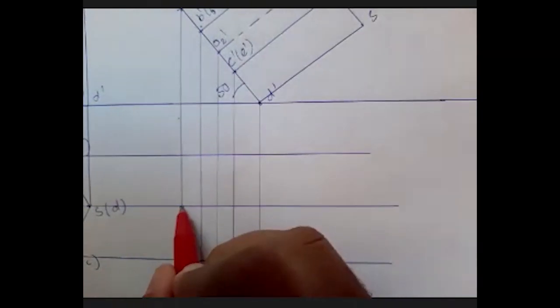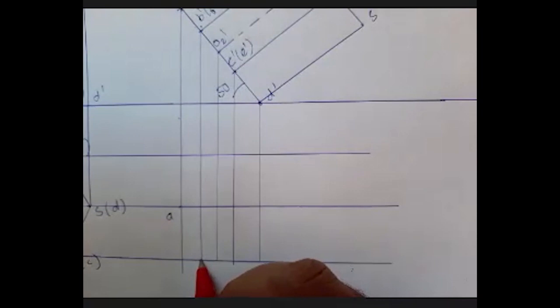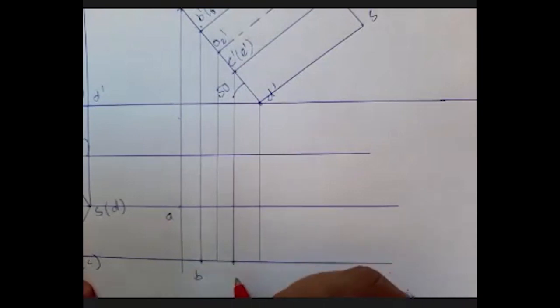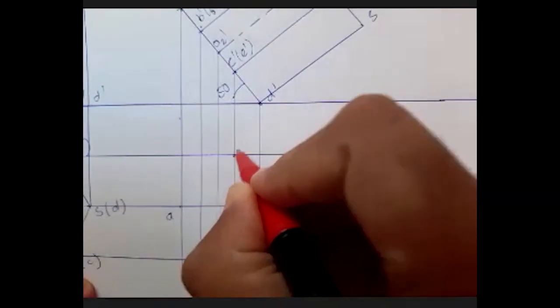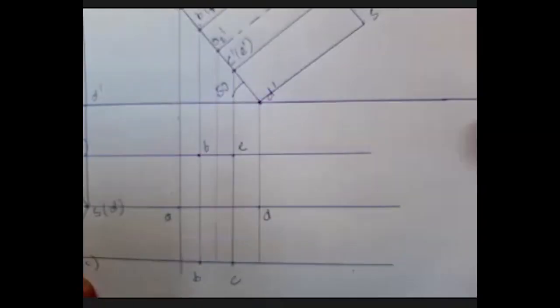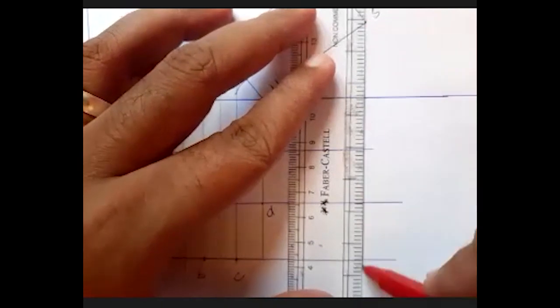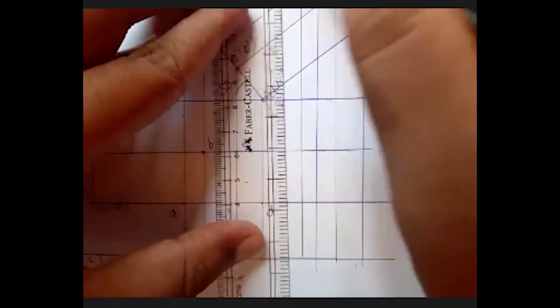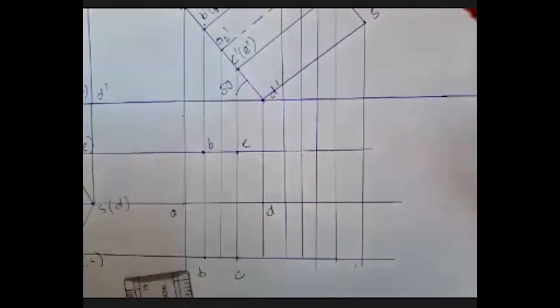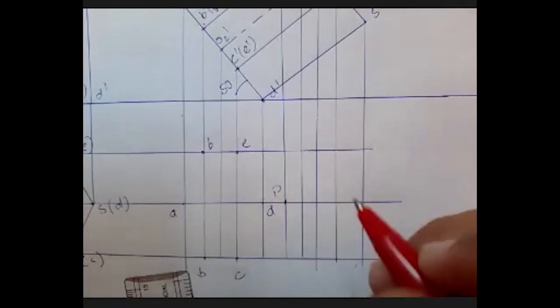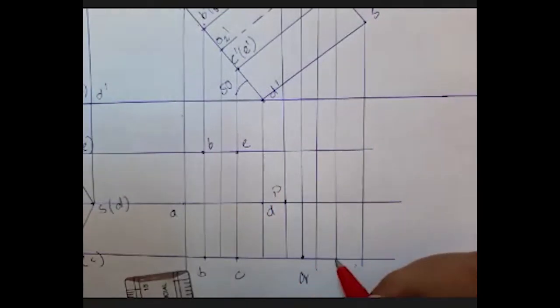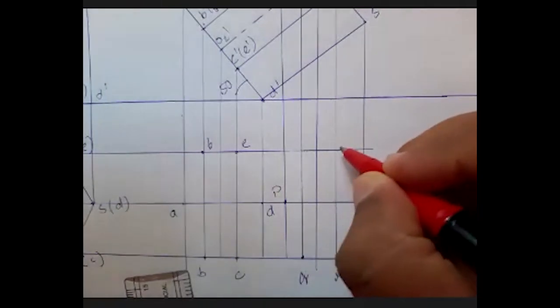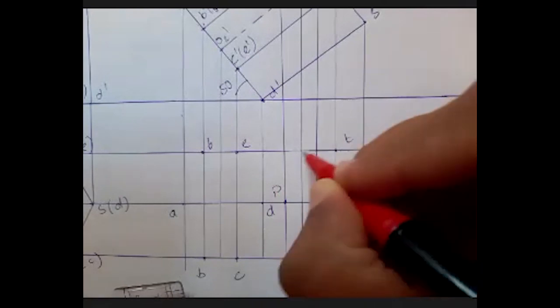I need to place the points. This is A, this point is B, this point is C, this point is D, this is E, and this is F. Similarly, I'll take it from the top base. So this is my point P, this is Q, this is R, S, then I have T, and this point is U.